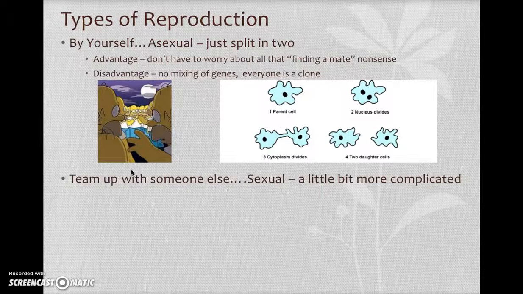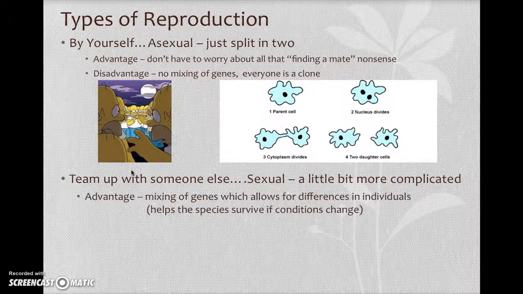Another way that organisms reproduce is by teaming up with someone else. That is called sexual reproduction. This is a bit more complicated, but it ends up being a good thing in the end. The advantage to this kind of reproduction is that genes are mixed together, allows for differences in individuals. These differences help species survive if conditions change. We're going to talk more about this when we talk about evolution.